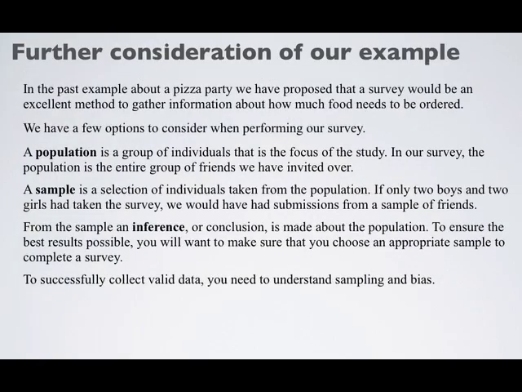Further consideration of our example. In the past example about a pizza party, we have proposed that a survey would be an excellent method to gather information about how much food needs to be ordered. We have a few options to consider when performing our survey. A population is a group of individuals that is the focus of the study. In our survey, the population is the entire group of friends we have invited over. A sample is a selection of the individuals taken from the population. If only 2 boys and 2 girls had taken the survey, we would have had submissions from a sample of 4 friends.